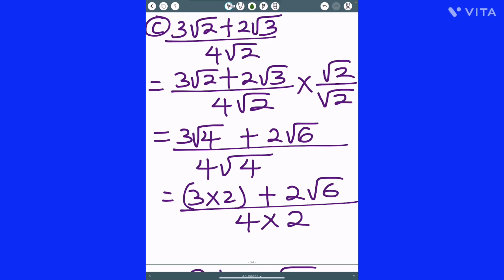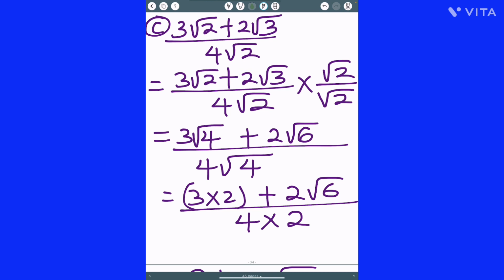In C, we have to do 3 root 2 plus 2 root 3 all over 4 root 2. In rationalizing, all we need to do is multiply the numerator and denominator each by root 2. So root 2 times 3 root 2. This is 3 root 2 times root 2. There's a 1 at the back here, an invisible 1. So 3 times 1 is 3. Then root 2 times root 2 is root 4. That gives us 3 root 4 for that step.